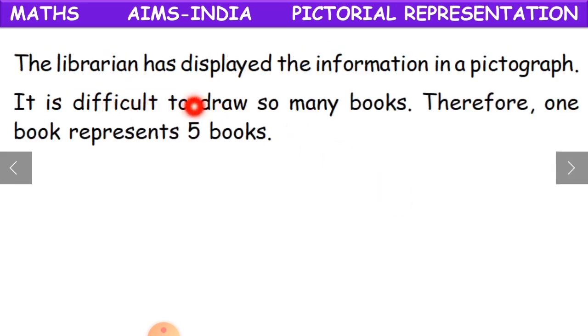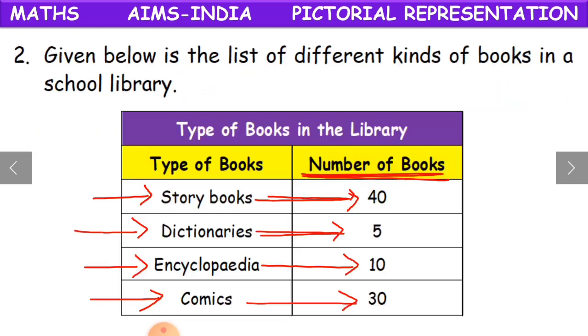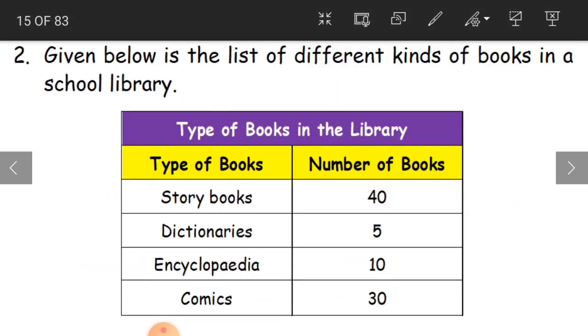So now the librarian has displayed the information in a pictograph. It is difficult to draw so many books. Therefore, one book represents 5 books, children. See here, if you look at it, we are having 40 books, 30 books. Now these are big numbers. Yes, it will be difficult for us to draw 40 books.